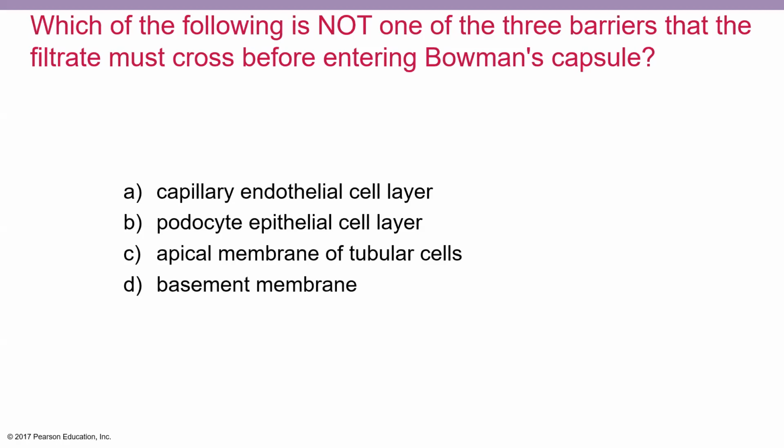So the apical membrane of tubular cells is not a part of the filtration membrane. Remember, the apical layer of the tubular cells is going to be where we start getting into the tubular structures. So the parts of the proximal tubule, which are not located at the glomerulus, okay? So C is the correct answer here because it's not a part of this barrier.